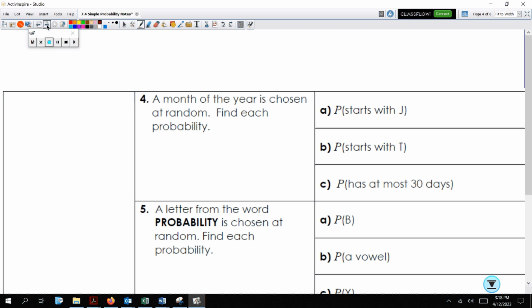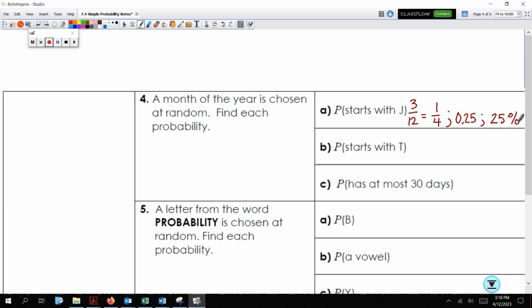All right, it says for number 4, a month of the year is chosen at random. Find each probability. What is the probability it starts with a J? Well, you got to think about all your months that start with J. January, June, and July, right? So that's 3 out of 12, which is 1/4, which as a decimal, because you still need to write it for decimal, is 0.25, and as a percent is 25%.